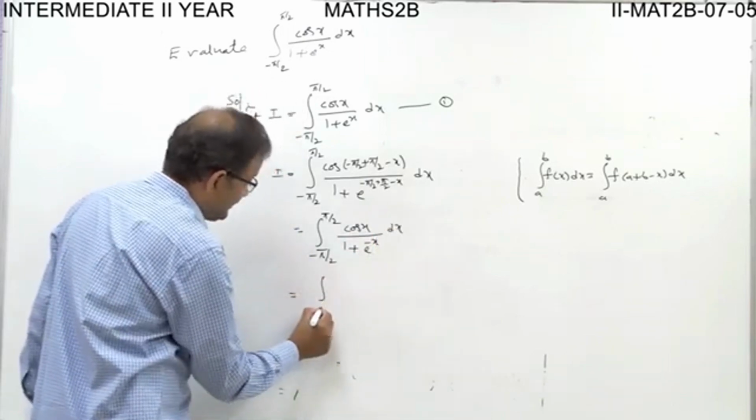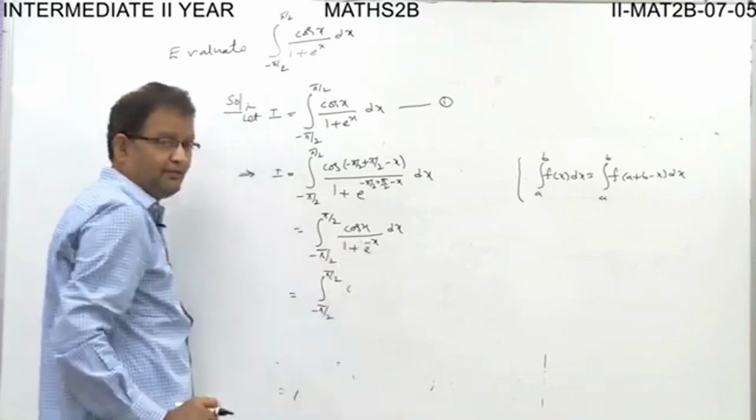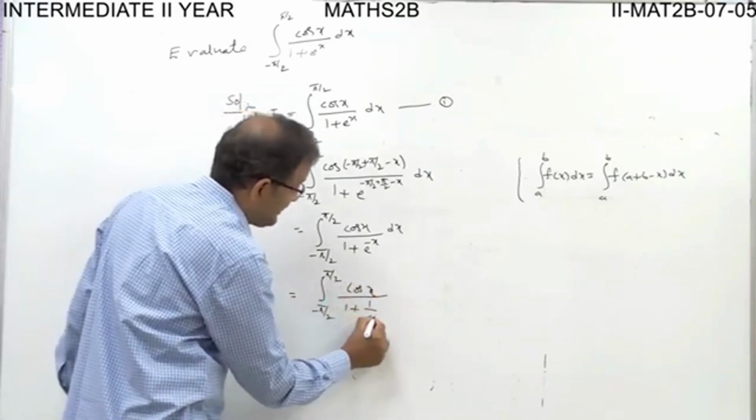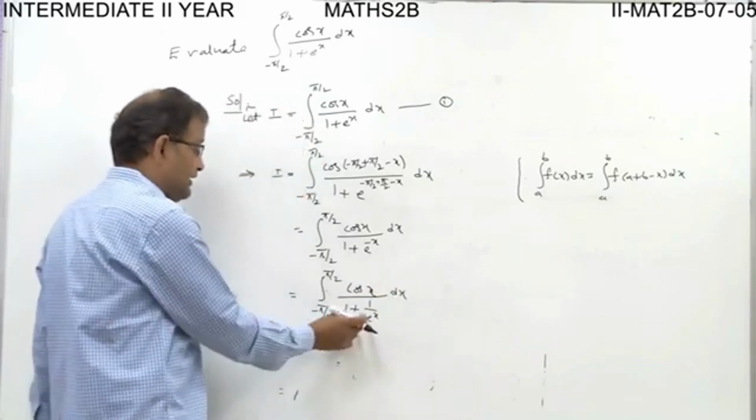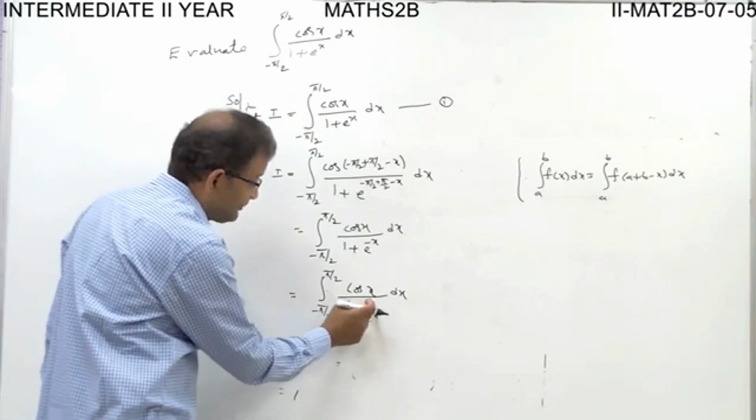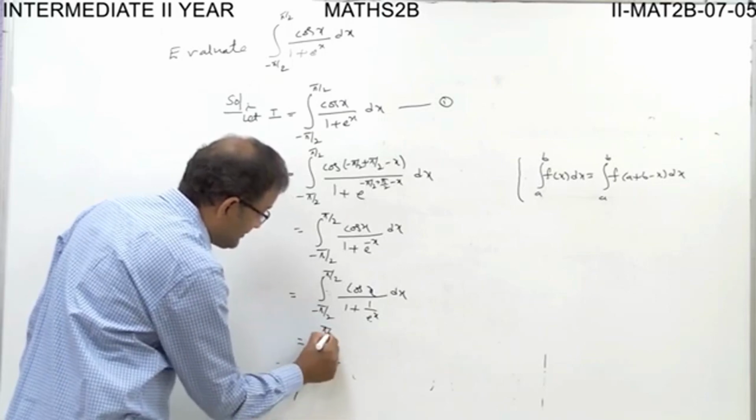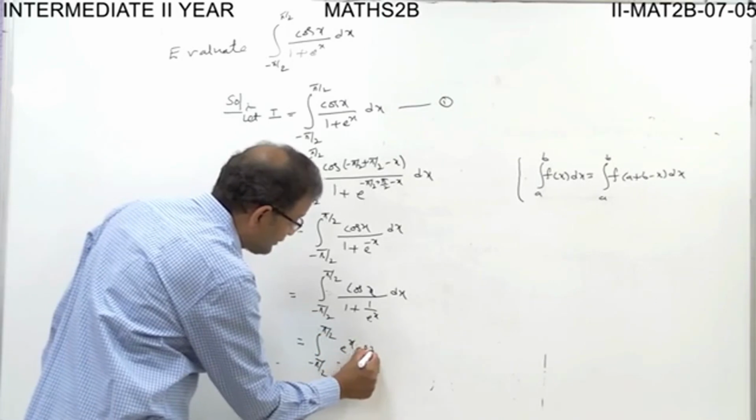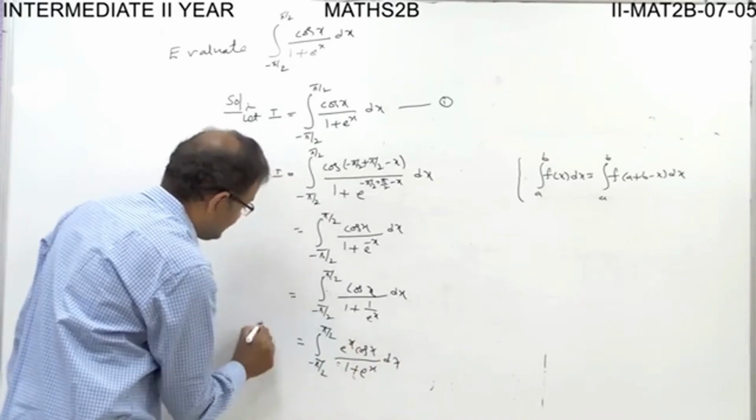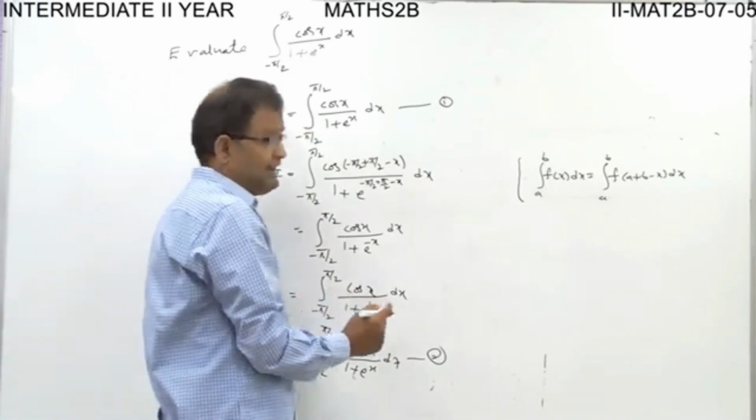That is equal to integral from -π/2 to π/2 of cos x by 1 plus 1 by e to the power of x dx. Here we take the LCM, e to the power of x, which gives e to the power of x plus 1 by e to the power of x. We can write that as integral from -π/2 to π/2 of e to the power of x into cos x by 1 plus e to the power of x dx. This value equals I, equation number 2.